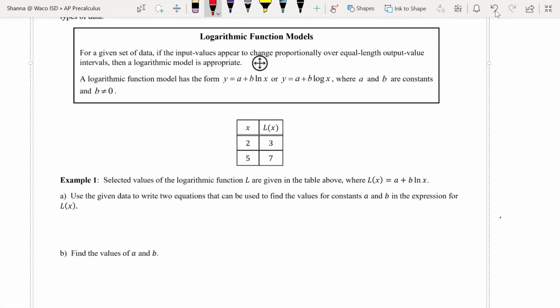So just as we have before with linears, quadratics, exponentials, we're going to create log function models, okay? So for a given set of data, if the input values appear to change proportionally, which means that the input is changing by a multiple of something, right? Proportionally, there's a ratio taking place. Then the log model is appropriate, okay?